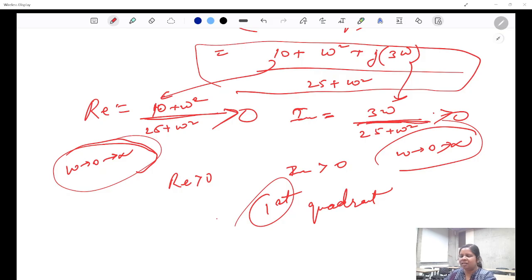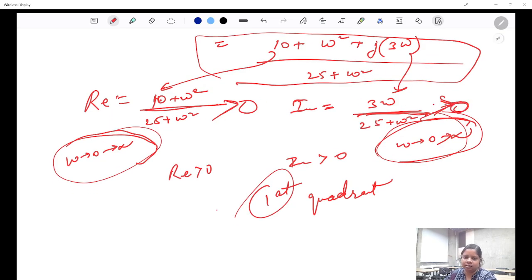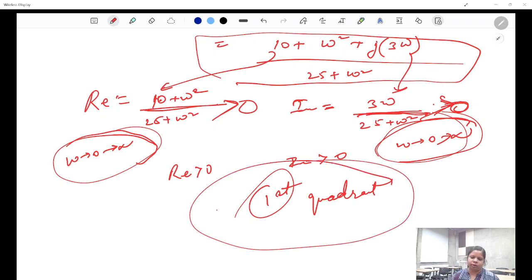For the numerator, it's 3 omega, and omega is being varied from 0 to infinity. That means it is also going to stay positive. So it is going to have a value greater than 0, and hence if both of them are greater than 0, it's going to be the first quadrant. Okay, I hope it is clear.